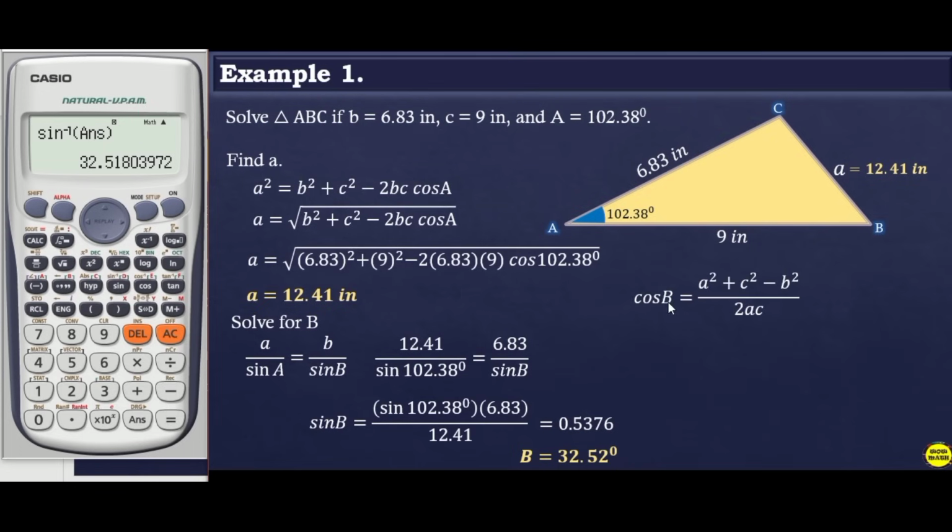So, cosine B, since angle ang hinahanap natin, ito po ang gagamitin natin. Kapag side, ito po yung merong squared. Dito. Kapag angle, ito po, cosine B. Yung merong cosine sa unahan. So, substitute natin, your A is 12.41 and then squared. Plus, your C is 9 inches, so, that is squared. Minus B. Your B is 6.83 squared. All over 2 times 12.41, your A, and then your C is 9. Okay, solve natin.